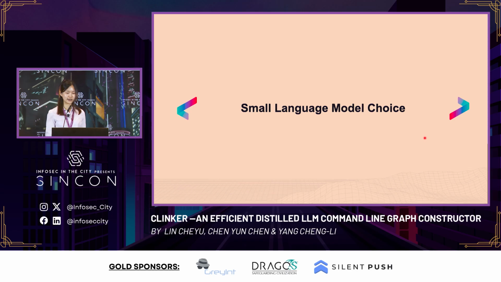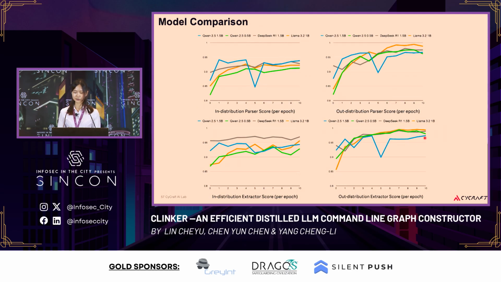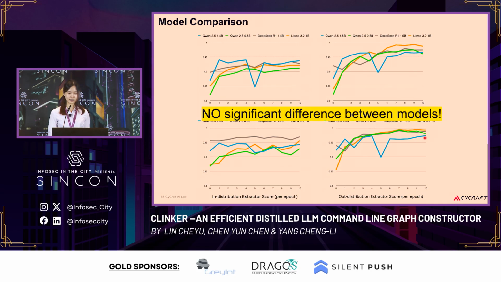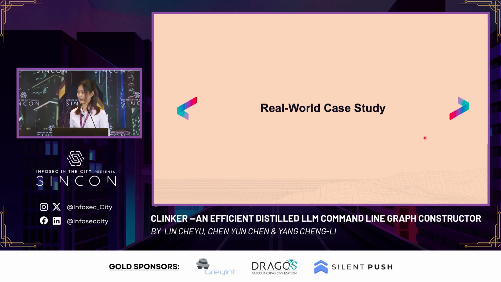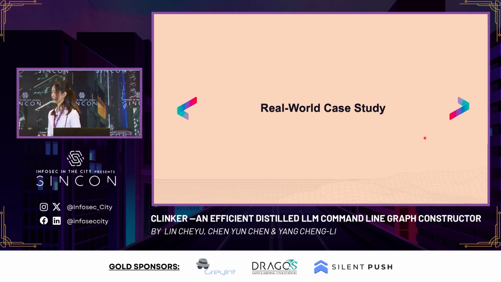Next, we also compared the performance of different small language models. We compared the performance of 4 models, which are Qwen 2.5 0.5 billion, Qwen 2.5 1.5 billion, DeepSeek R1 1.5 billion distilled from Qwen, and also Llama 3.2 1 billion. When using the mixed training method, we found that there is no significant difference between these models. So now, I'll hand over to Jerry, and he'll explain a real-world case study to us.